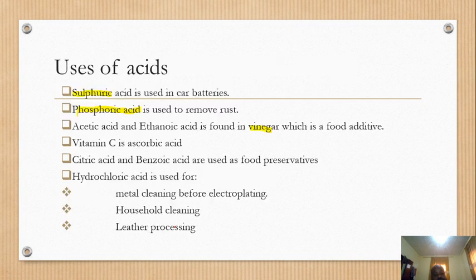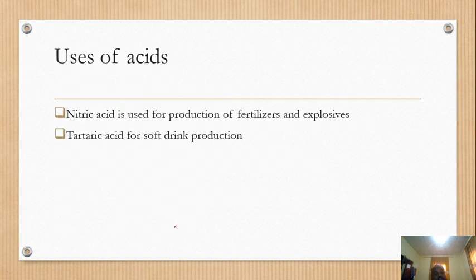Uses of acids. Sulfuric acid is used in car batteries. Phosphoric acid is used to remove rust. Acetic acid and ethanoic acid is found in vinegar, which is a food additive. Vitamin C is ascorbic acid. Citric acid and benzoic acids are used as food preservatives. Hydrochloric acid is used for metal cleaning before electroplating, household cleaning, leather processing. Nitric acid is used for production of fertilizers and explosives. Tartaric acid is for soft drink production.